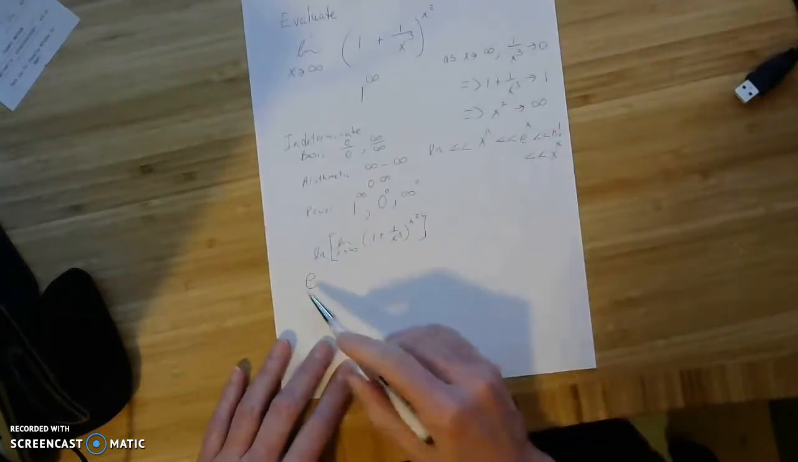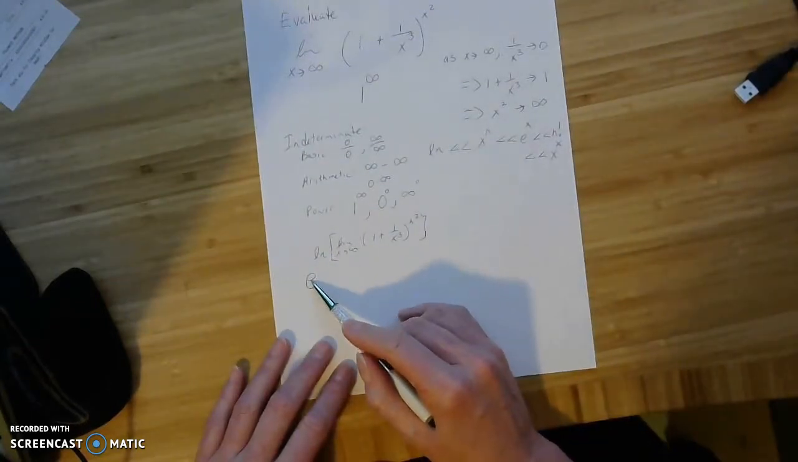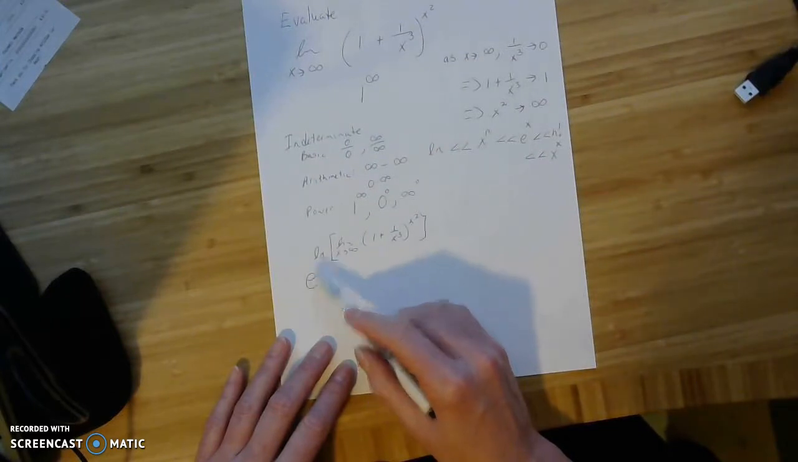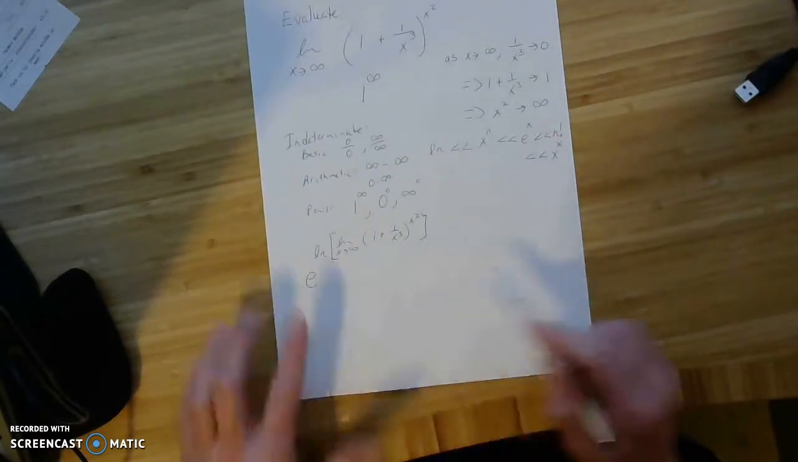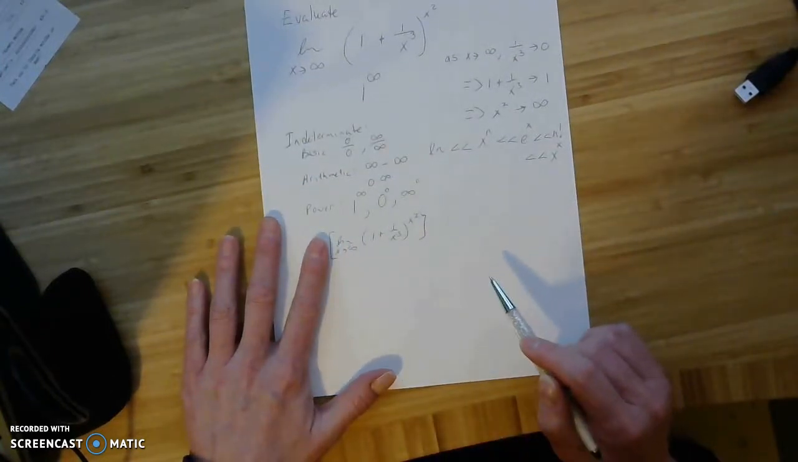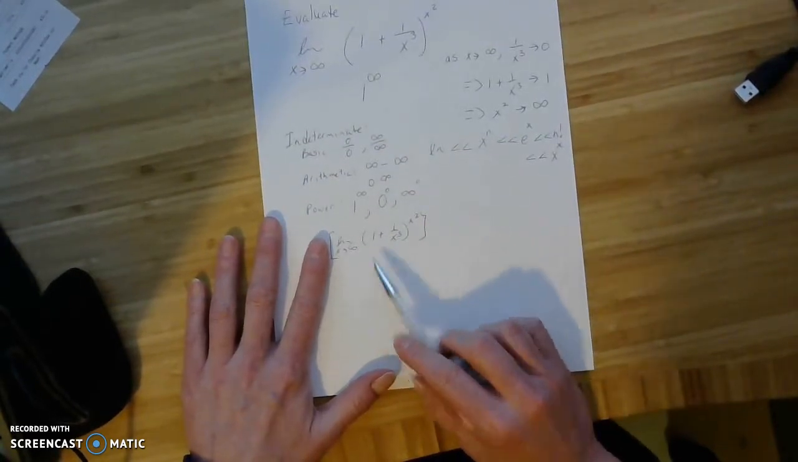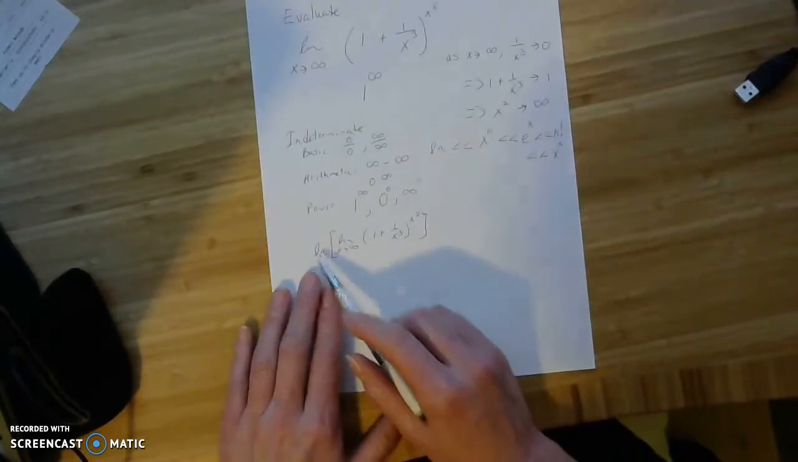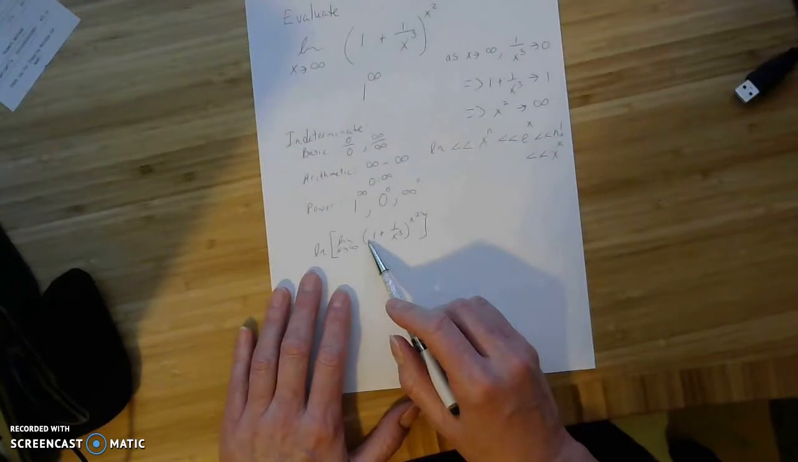Okay? So I've applied a one-to-one function, natural log, and its inverse. That means I did something and I undid it. So I've basically done nothing. These, remember, cancel out. That's one of our log properties and exponential properties, and gives me back what I started with. But what I can do is this natural log, I can bring it inside the limit.